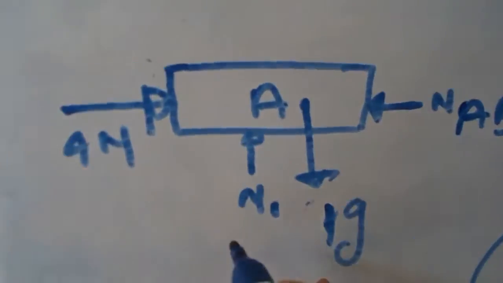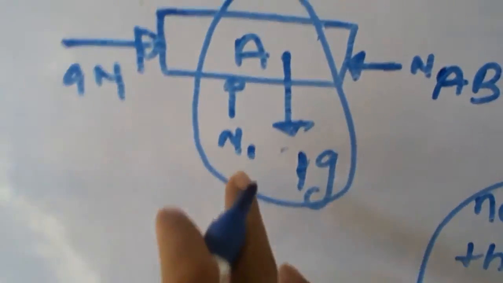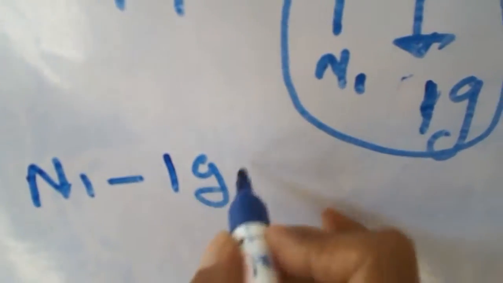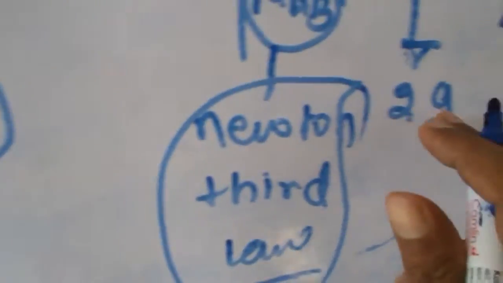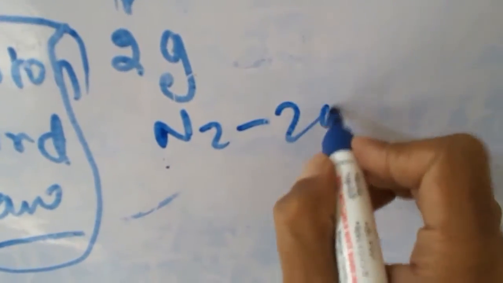Okay guys, listen, this 1 kg block is not going to leave this surface. It is not going to fly upward. It will stay on the ground, so the net force in the vertical direction should be 0. So I should write N1 minus 1g equal to 0. In a similar way, N2 minus 2g should be equal to 0.